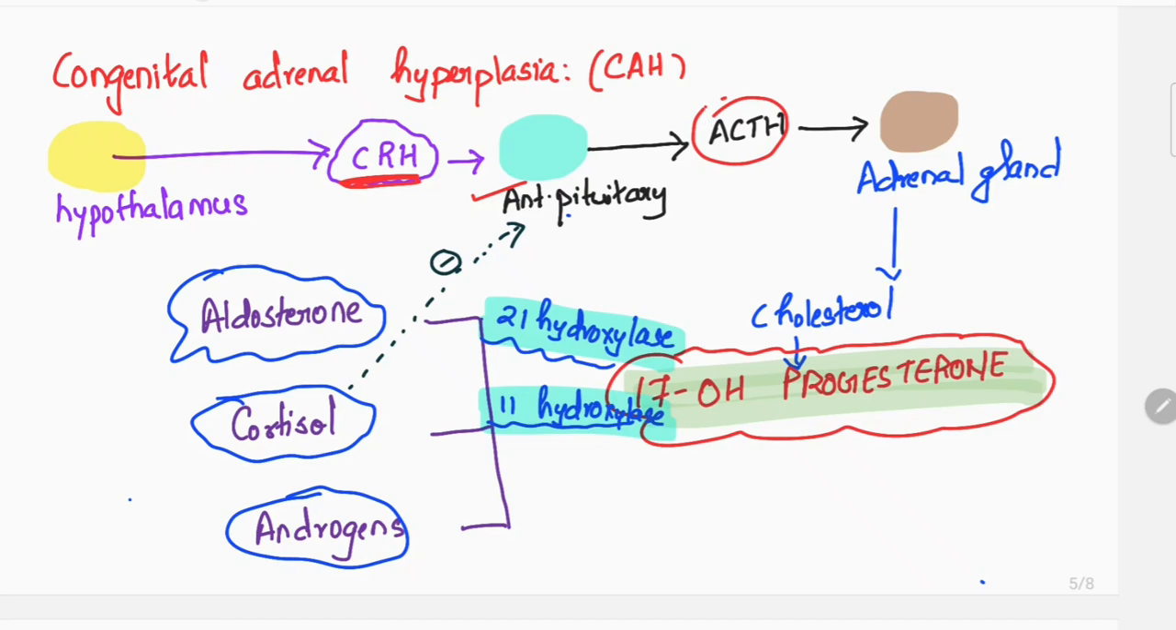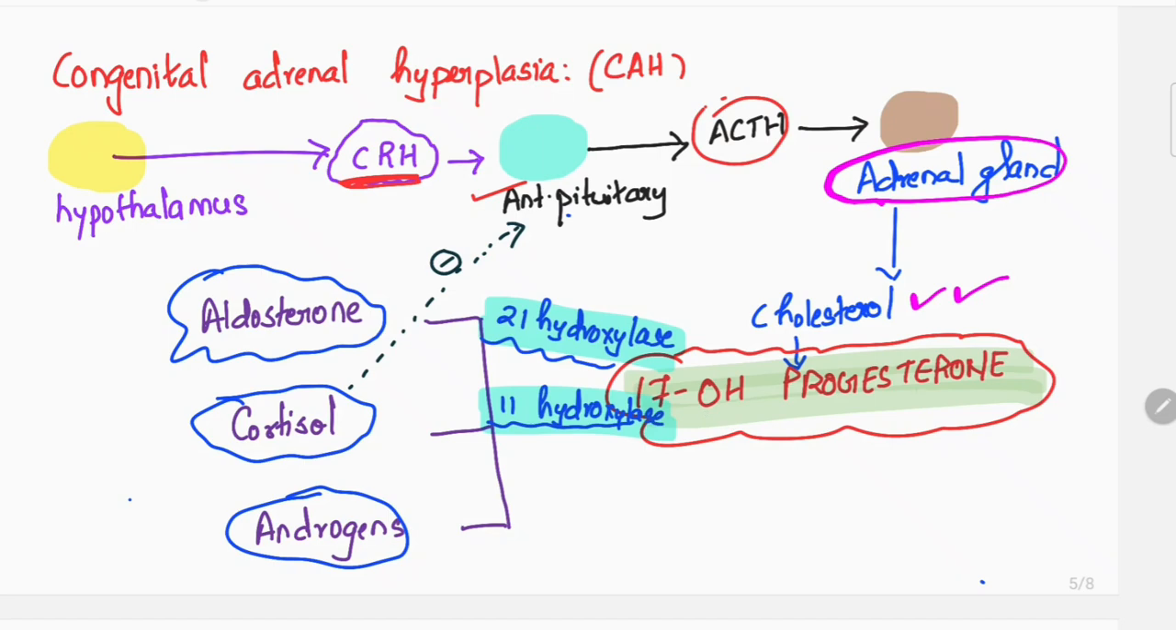This ACTH will go and act on the, what is ACTH by the way? Adrenocorticotrophic hormone. Now this ACTH hormone will go and act on the adrenal gland. Where will it act? On the adrenal gland. Once ACTH acts on it, it will produce cholesterol. Now this cholesterol is converted into 17-OH progesterone in the body.